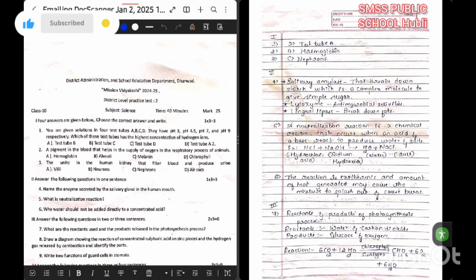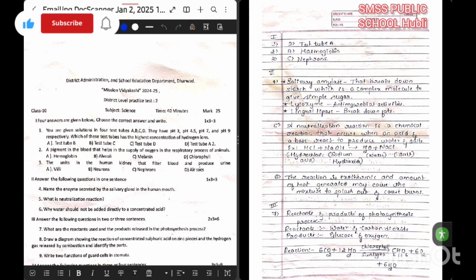So let's begin. Main question number 1. In this we have to choose the correct option. The first question: you are given solutions in the four test tubes A, B, C, D. They have pH 3, pH 4.5, pH 7, and pH 9 respectively. Which of these test tubes has the highest concentration of hydrogen ions? So in this question we have to choose which test tube contains the highest concentration of hydrogen ions.